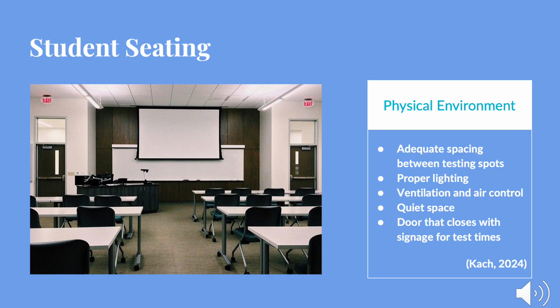Student seating is more than just where the student sits in the classroom. An adequate physical environment must be provided to the student to make them feel comfortable. This includes proper lighting, ventilation in the classroom, and temperature control to keep them comfortable. The room should be quiet with a door that closes to limit outside distractions, and a clear sign should be posted to ensure that no interruptions during the exam happen. These environmental conditions support focus and maintain test integrity.